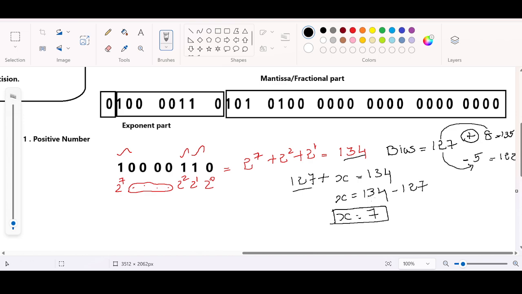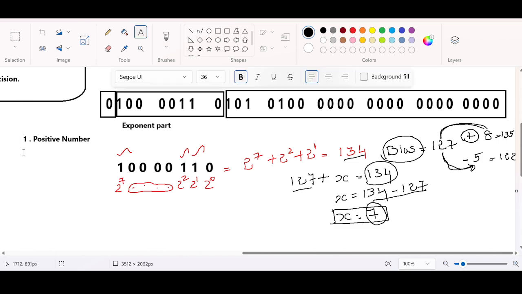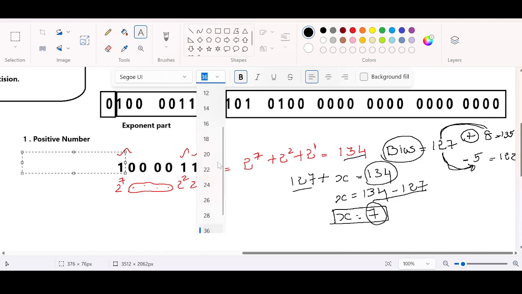If you don't understand this, watch my exercise video. We have used bias and manipulated it based upon the number that we have. If it is a positive exponent, we did addition. If it is a negative exponent, we did subtraction. So we are just doing the reverse thing: extracting the exponent from the value 134 and removing the bias, which is 127, so you get the actual exponent value. Now, first of all, we are able to find whether the number is positive or negative. The second thing is, we are able to find the exponent value.